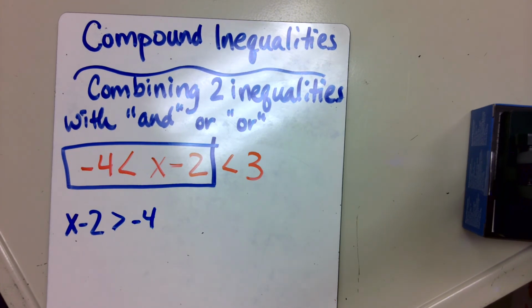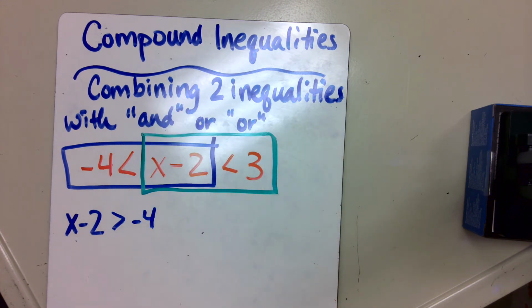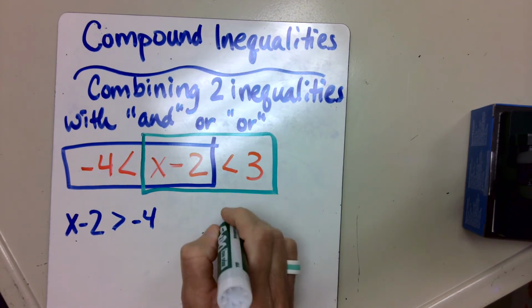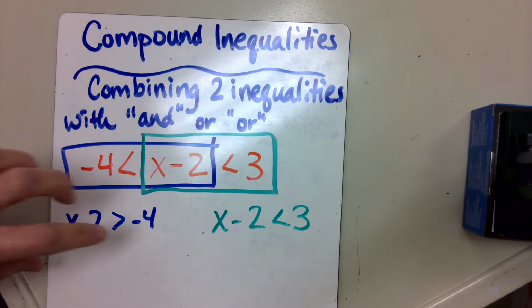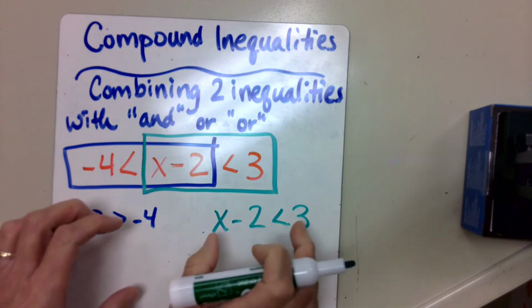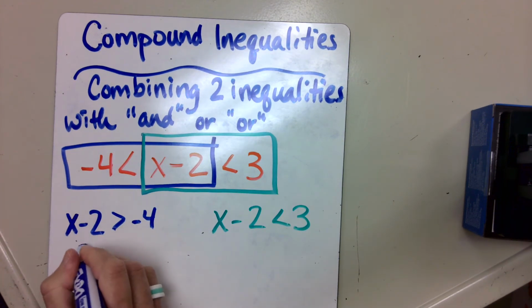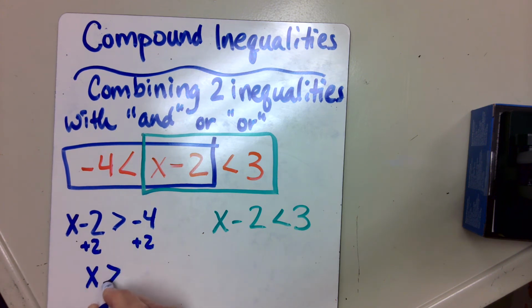Now there's a second inequality in here, and it's right here. It's saying that x minus 2 is less than 3. So there's 2 in here. I rewrote both of them, and I can solve for both of them. So in the first one, you solve like normal. I'm going to add 2 to both sides. I get x is greater than negative 2.